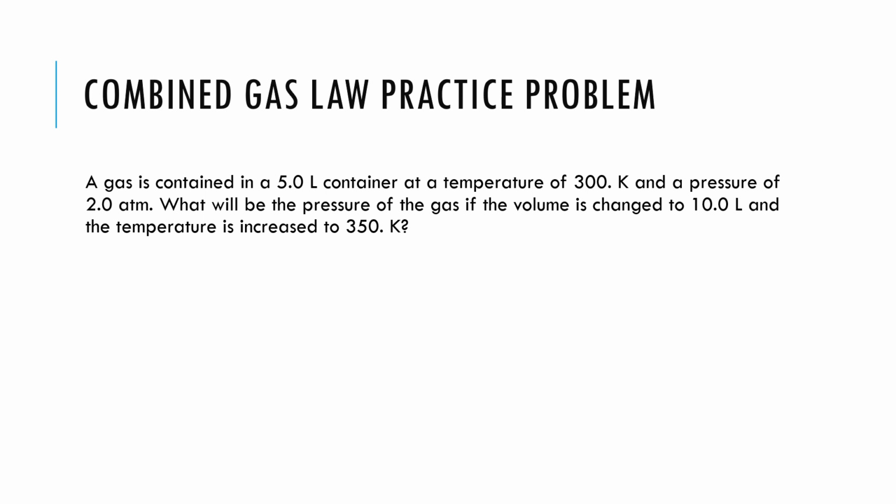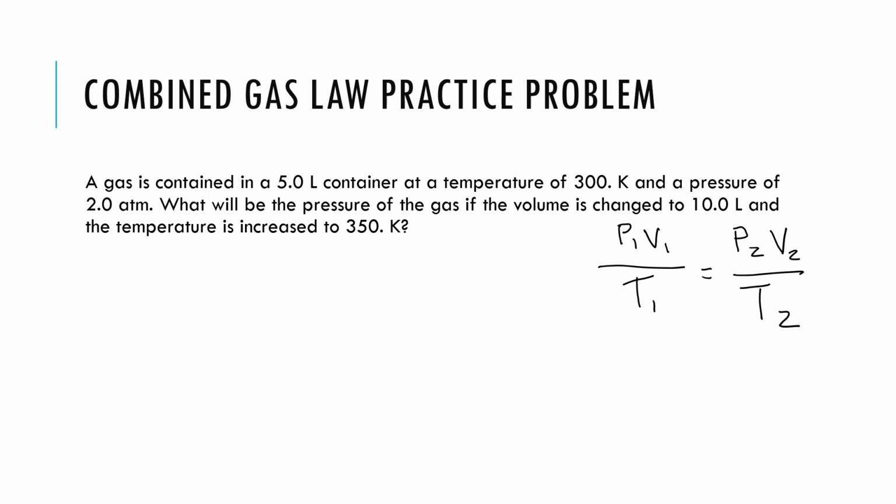Here we have a gas that's contained in a 5.0 liter container at a temperature of 300 Kelvin and a pressure of 2.0 atmosphere. What will be the pressure of the gas if the volume is changed to 10 liters and the temperature is increased to 350 Kelvin? We're going to use our combined gas law, which I'll write right here. It's P1 V1 over T1 equals P2 V2 over T2.